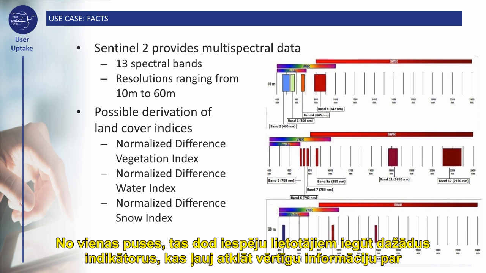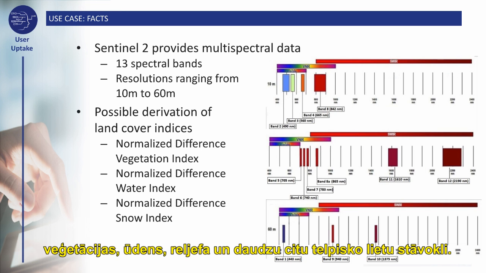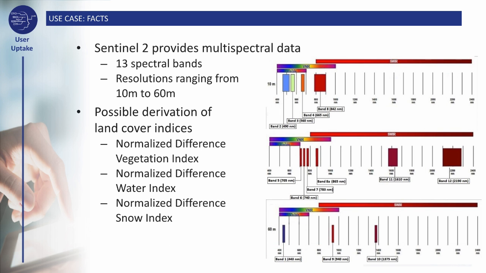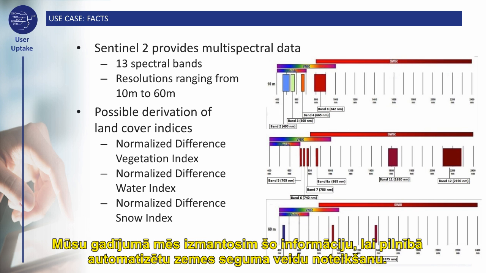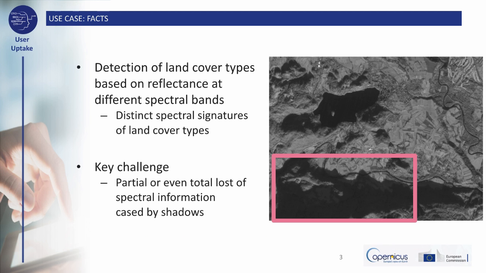On one hand, this allows users to derive a number of different indices that may reveal valuable information about the state of vegetation, water, terrain, or a number of other spatial entities. In our case, we use this information to do completely automatic recognition of land cover types.